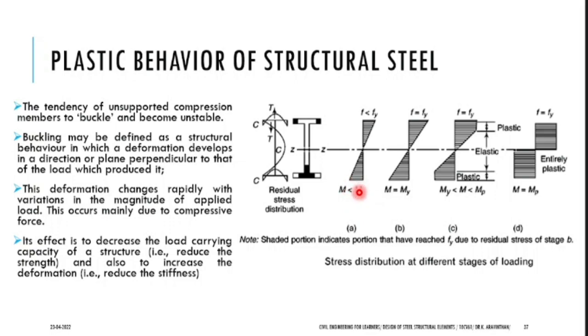When your moment is lesser than the yield moment, what happens? Your section behaves like an elastic stage. If you remove the load, your section will come to the original position. When the material achieves the moment equals the yield moment, that is the critical point. When you add 1 kg or 2 kg after that, your structure will not regain its original position.